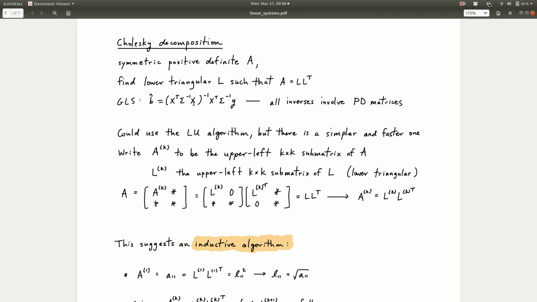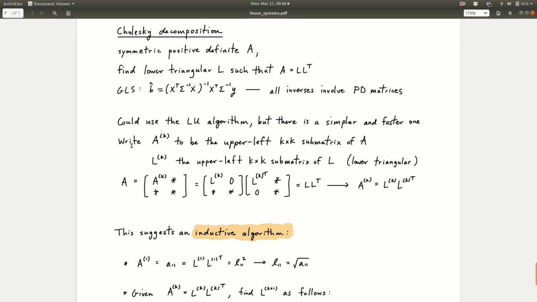So the Cholesky decomposition is useful because it allows you to do easily the calculations for generalized least squares. So this is a special case, but it's a very important special case for statistics. So you could just use Gaussian elimination, the LU algorithm, and that would give you L and U, and U should be the transpose of L. However, there is a simpler and faster algorithm for getting L when A is symmetric and positive definite. And here's how it works.